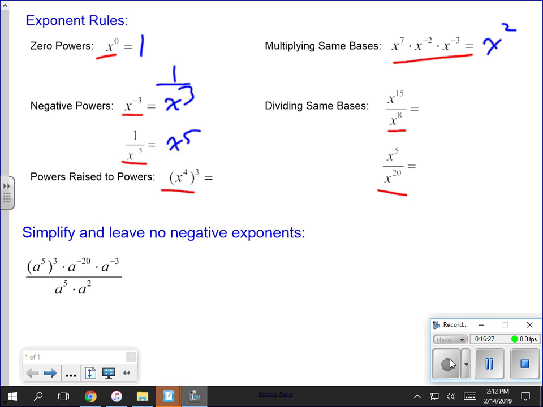Okay. When we divide, we subtract. X to the 15th divided by x to the 8th. 15 minus 8 gives us 7. We subtract, but if we have the larger power in the denominator, our answer goes in the denominator. 20 minus 5 is 15, but our larger one's in the denominator, so we get 1 over x to the 15th, not 5, 15. And then the last one we have here, when we raise a power to a power, you multiply the exponents. So this is x to the 12th. 4 times 3 is 12.